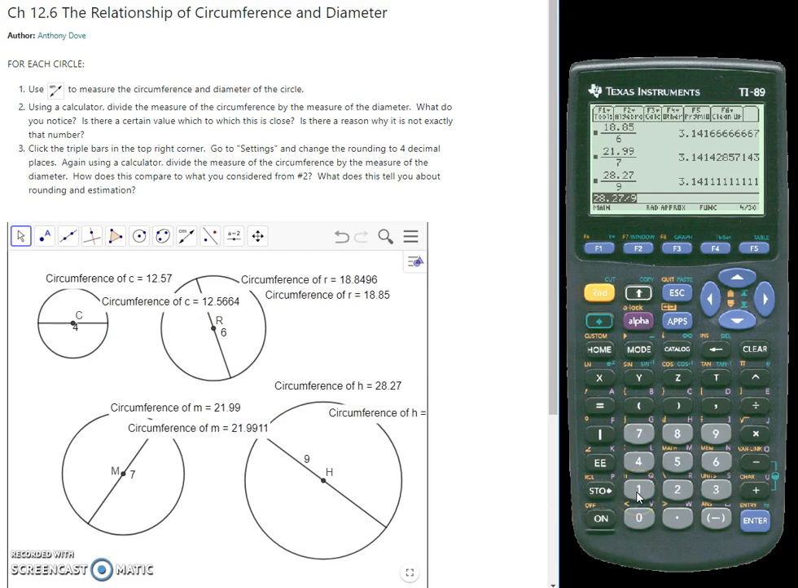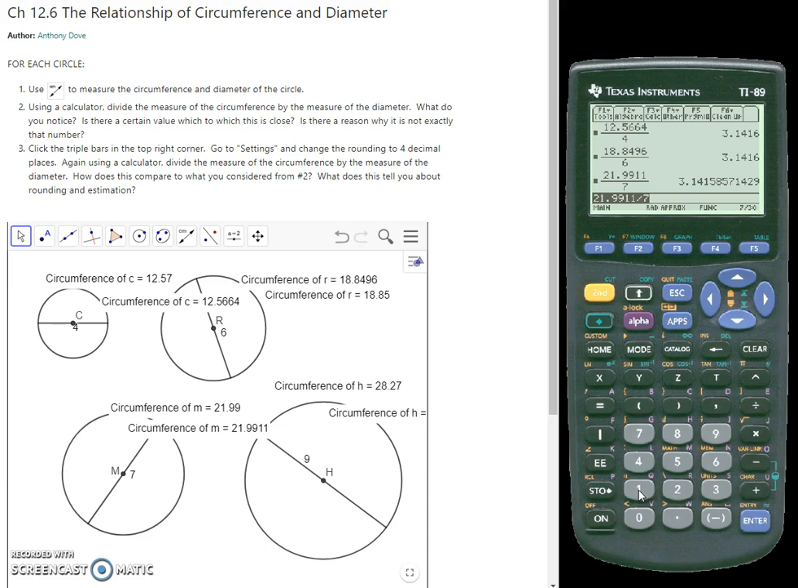So now we have 12.5664 divided by 4. Well, that's a little bit more exact. Let's say 18.8496 divided by 6. And then 21.9911 divided by 7. Look at all 3 of those. They become even closer together.